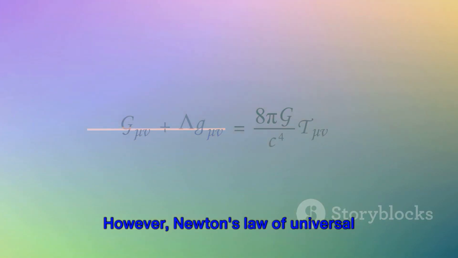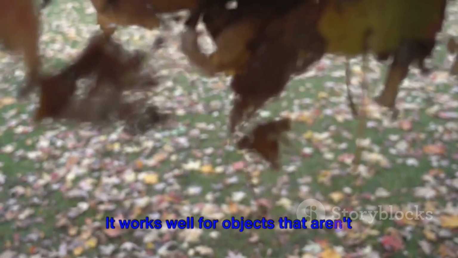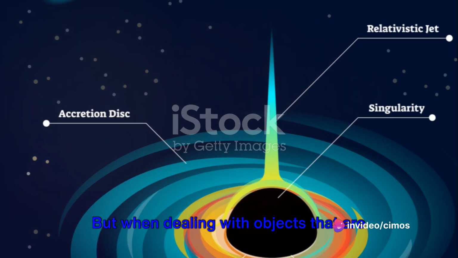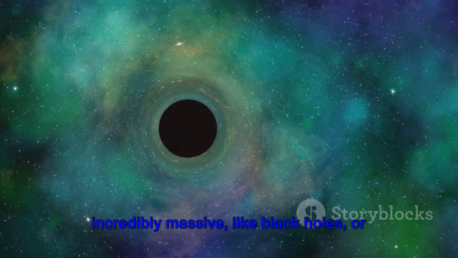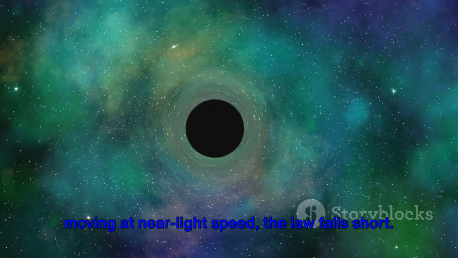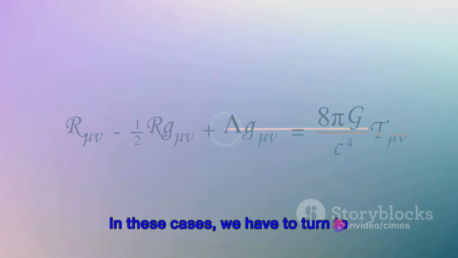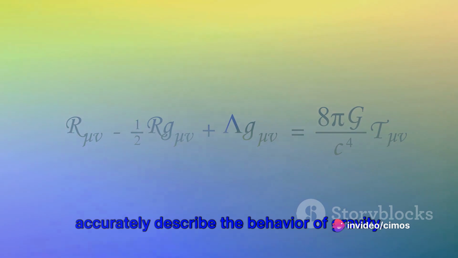However, Newton's law of universal gravitation isn't all-powerful. It works well for objects that aren't moving very fast or aren't too massive. But when dealing with objects that are incredibly massive, like black holes, or moving at near light speed, the law falls short. In these cases, we have to turn to Einstein's theory of general relativity to accurately describe the behavior of gravity.